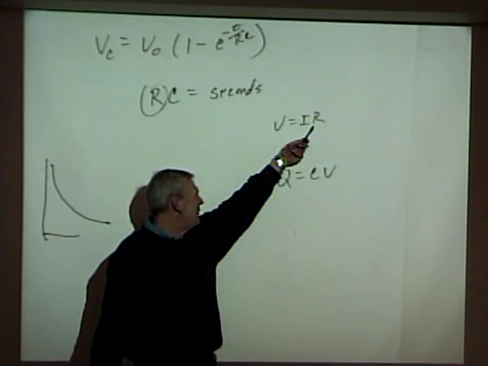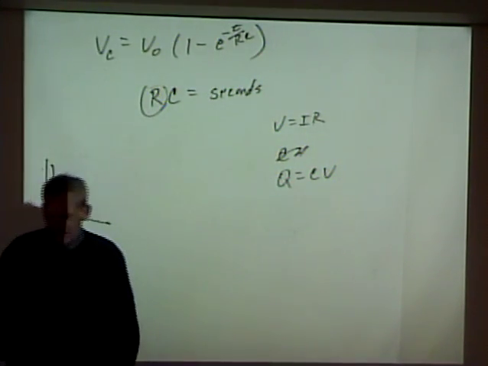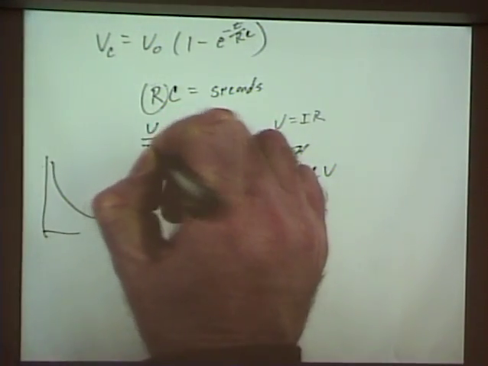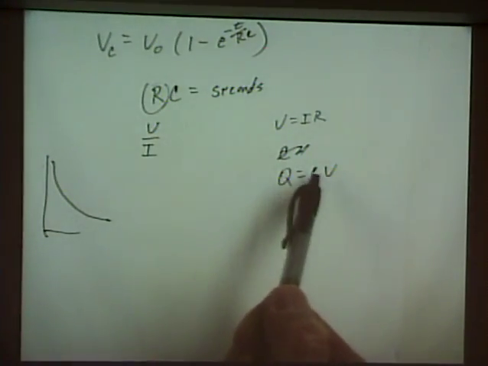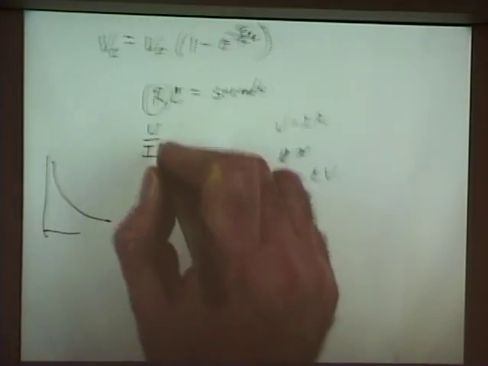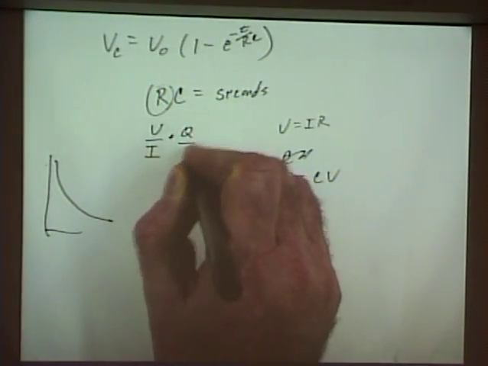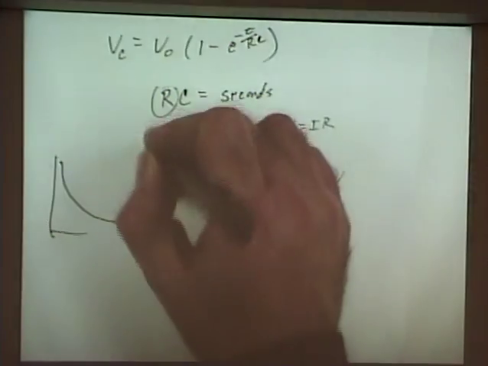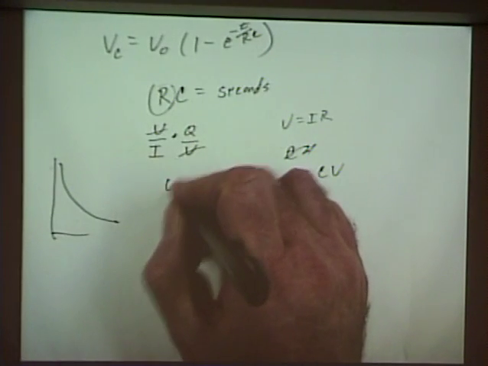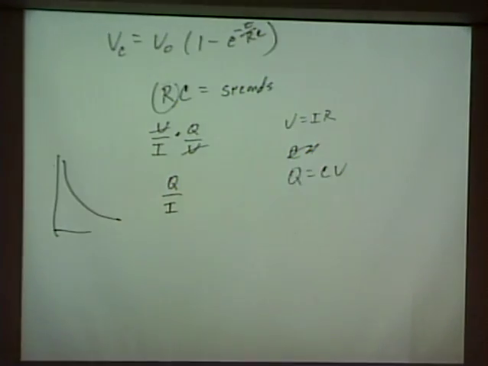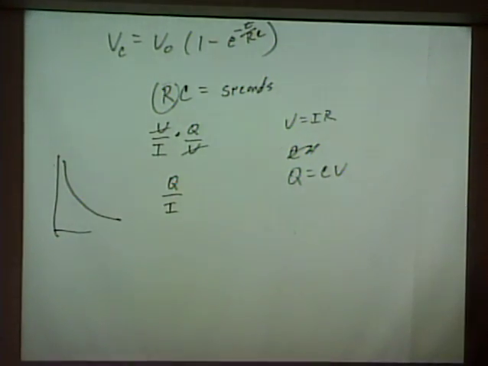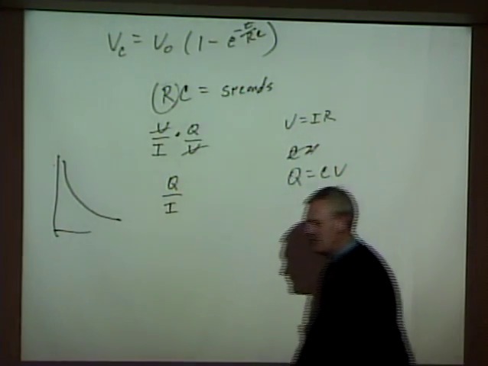Try this. Put V over I equals R and stick that here. And so you get V over I. And then what does C equal in terms of Q and V? Q over V. What cancels right away? The V's. Now I'm left with Q over I. Well, does that get me anywhere? What does I equal? Q over S, right? So I equals Q over S.